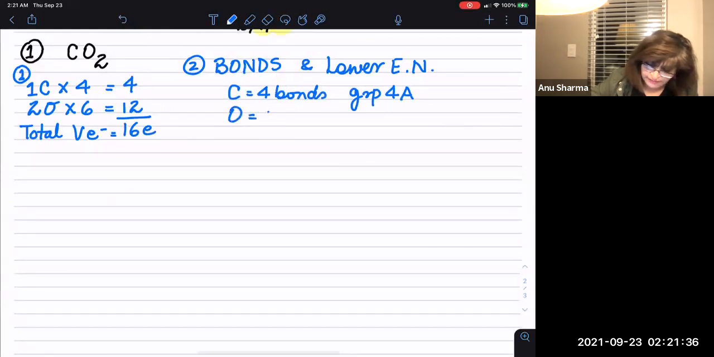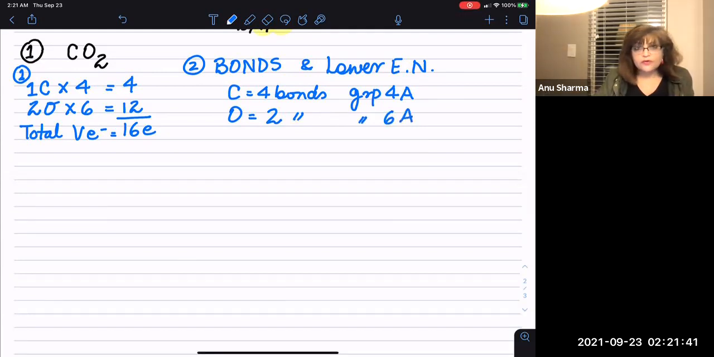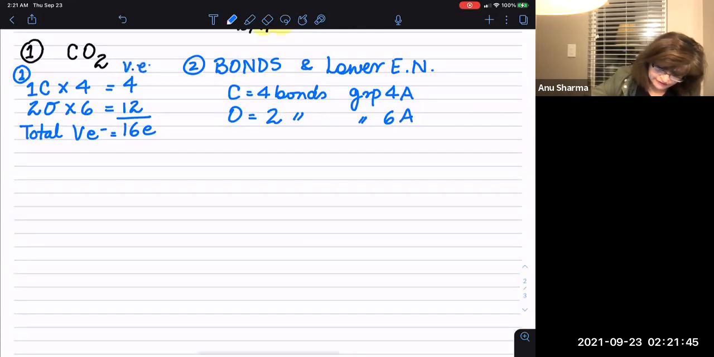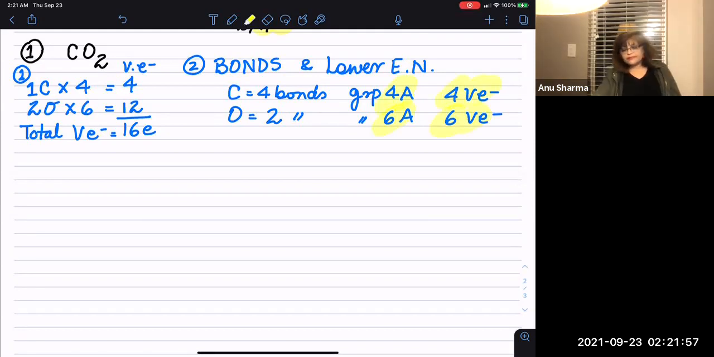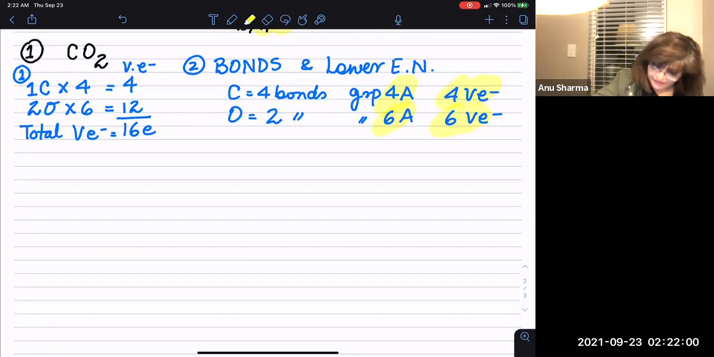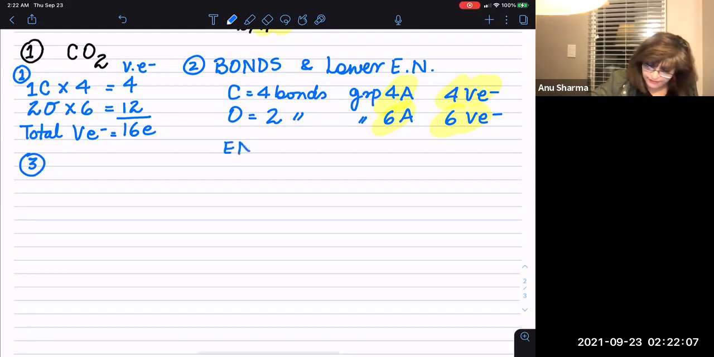Oxygen can make 2 bonds because it is present in group 6A. So the group number relates to the bonds, and the group number also relates to the valence electrons. So carbon has 4 valence electrons, and this guy has 6 valence electrons. That is why oxygen is group 6A, carbon 4A. All right, next is electronegativity, the electronegativity of carbon versus the electronegativity of oxygen.